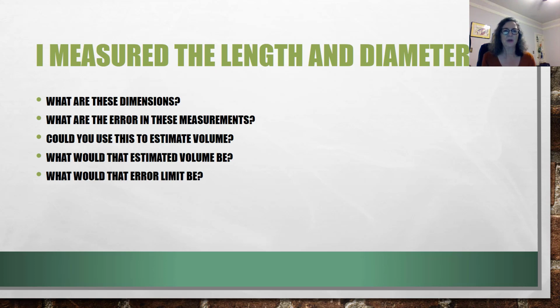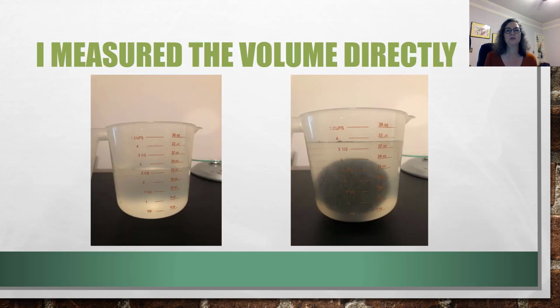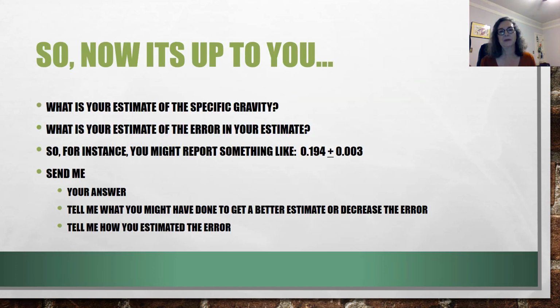In the meantime, I've gone ahead and measured the volume directly. So I got a measuring cup, I put some water in there, and then I dropped the avocado in there. And so you have a direct volume measurement. Okay? So you now have all the information you need to estimate the specific gravity of the avocado and its error limits. So I want you to estimate the specific gravity. I want you to estimate the error in the specific gravity.